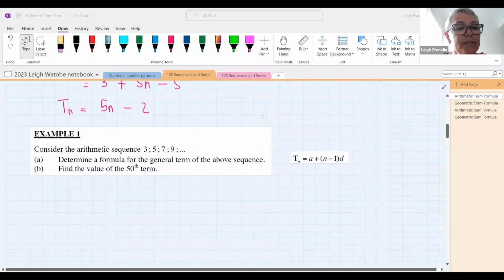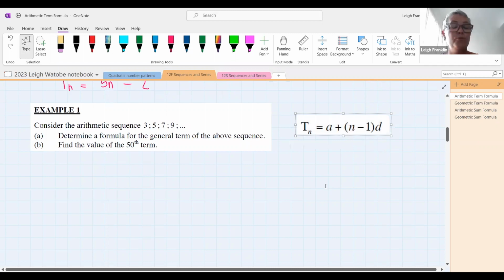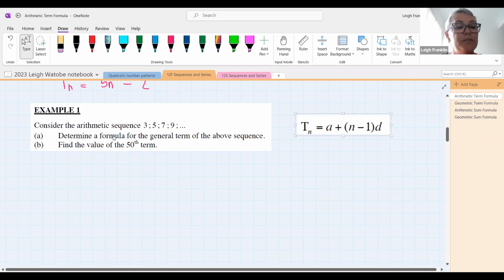Okay, so let's go and have a look at this one. It really is exactly the same thing as what I've been telling you. I'm just going to go through it one more time, and then I'm going to give you guys an opportunity to try one. All right, so here we have got an arithmetic sequence. It goes 3, 5, 7, 9, so it's a super simple one. The first thing that they want us to do is determine a formula for the general term above.